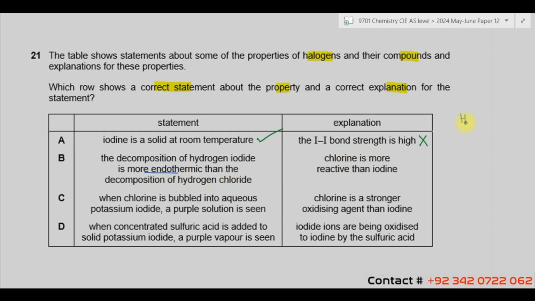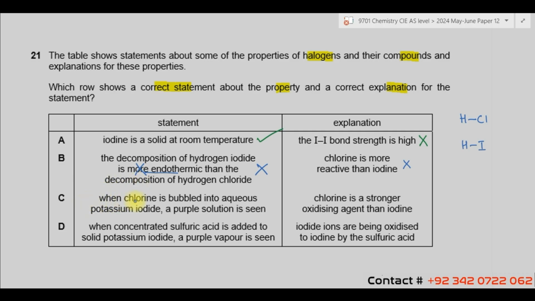Part B, the decomposition of hydrogen iodide is more endothermic than the decomposition of hydrogen chloride. Now, hydrogen chloride has the more electronegative chlorine, and hydrogen iodide has the less electronegative iodine as well as greater size. So this is the weaker bond, this is the stronger bond. So hydrogen iodide is less endothermic. This is a wrong statement. And the explanation that chlorine is more reactive than iodine is also wrong because they should mention bond strength instead.